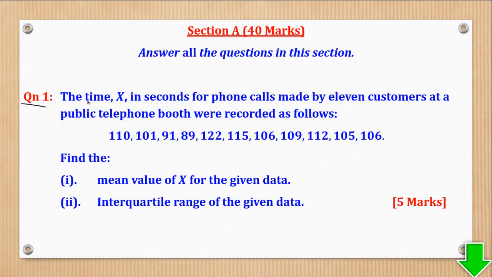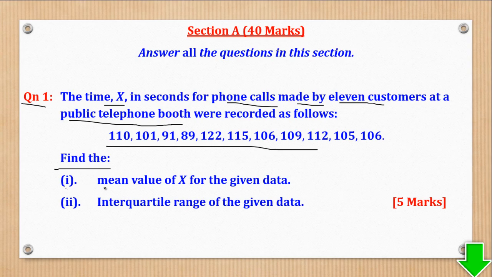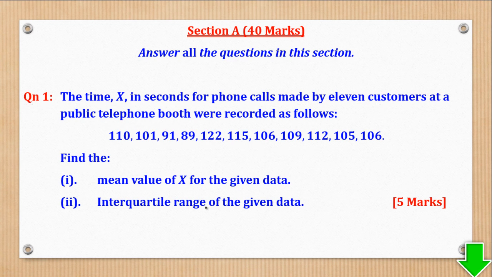Section A, question 1 says that time x in seconds for phone calls made by 11 customers at a public telephone booth were recorded as follows. Find Roman 1, the mean value of x for the given data, and Roman 2, the interquartile range for the given data.